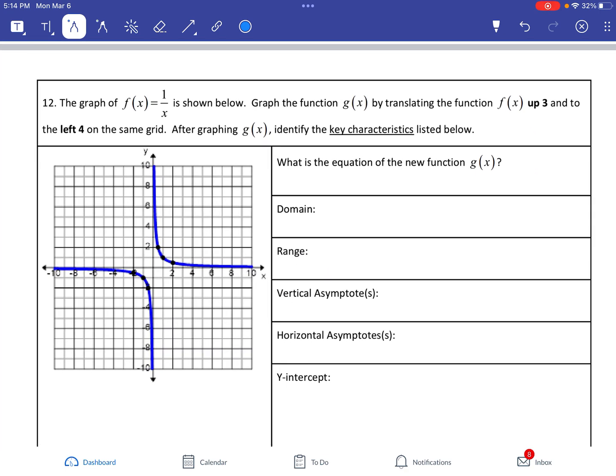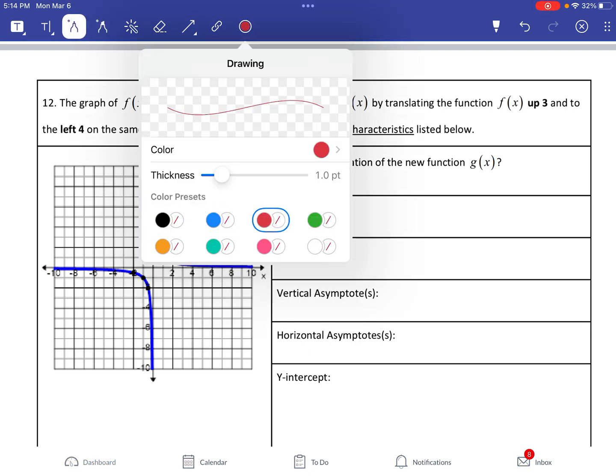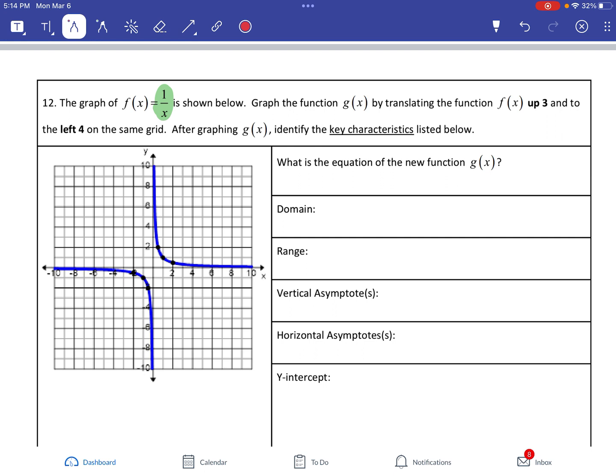Okay. This time the graph is shown below of 1 over x. It's the same kind of things that we've been doing the last couple of problems. I graph the function g of x by translating the function f of x up 3 and to the left by 4. So again, we're going to change our asymptotes. If it's going up by 3, our horizontal asymptote will go up by 3. Okay, and it's going to go left by 4. So our vertical asymptote will go 4 spots to the left. Okay, so we're going to have to rewrite an equation after we graph this. So the graph will look like this.